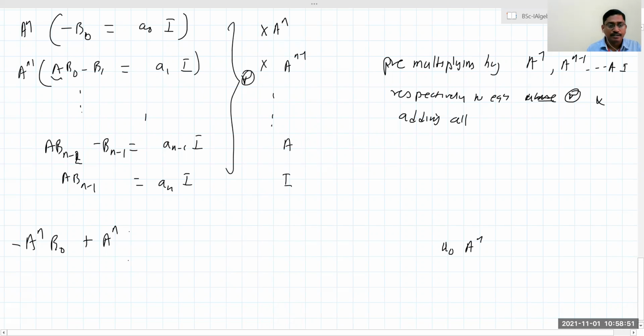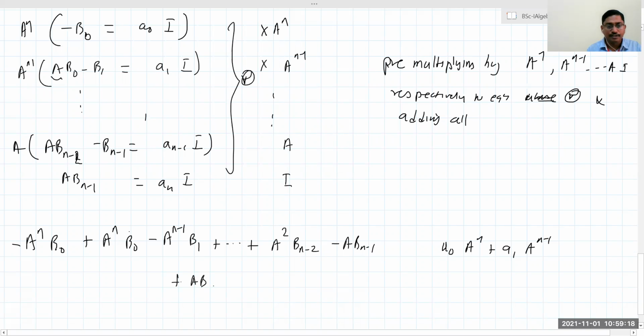A raised to n, law of indices. A raised to n b naught minus a raised to n-1 b1, and the other side is a1 a raised to n-1, and here we are going to multiply by a. Here you are going to multiply by a, so your a into a is a square bn-2 minus a bn-1, and lastly you are multiplying by a identity matrix. So here you get an-1a plus an identity.